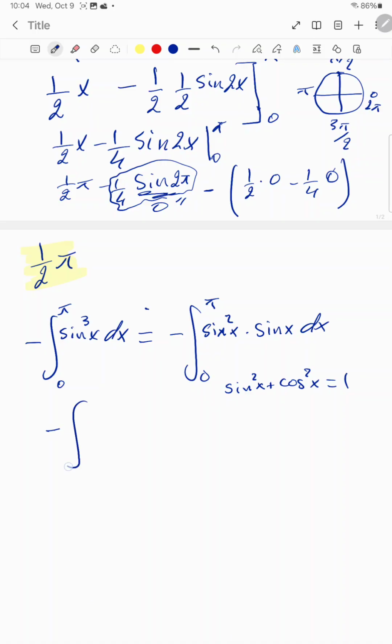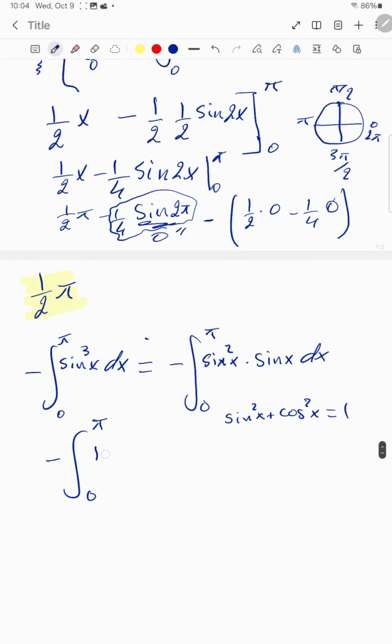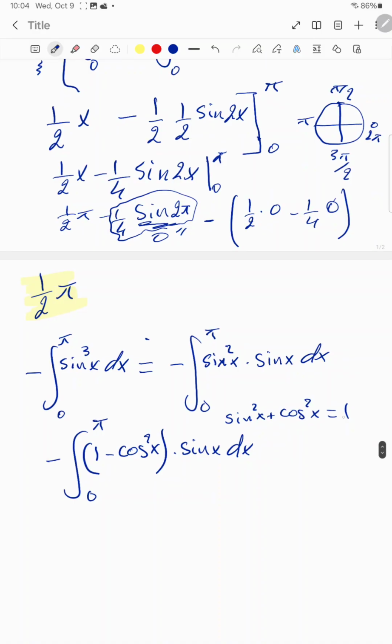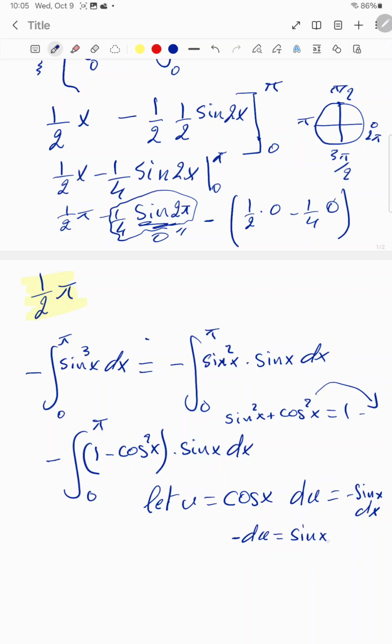So this is equal to minus the integral between 0 and pi. Instead of sine square of x, I can write 1 minus cosine square of x, times sine of x dx, because sine square of x is equal to 1 minus cosine square of x. Now I say let u equal cosine of x, so my du is equal to minus sine of x dx. So minus du is equal to sine of x dx.